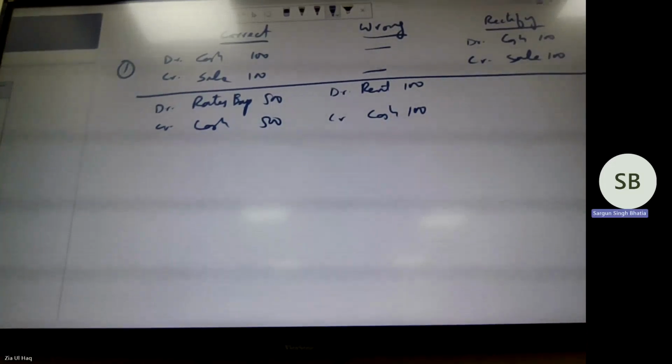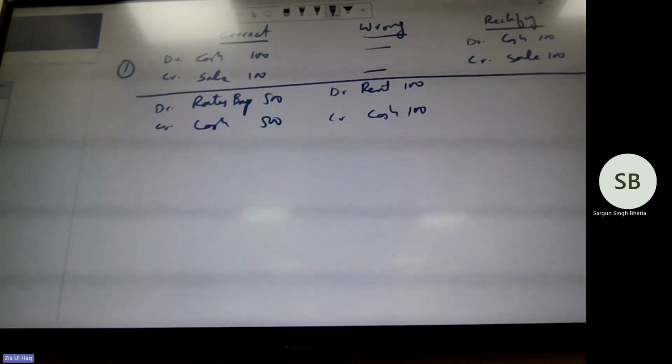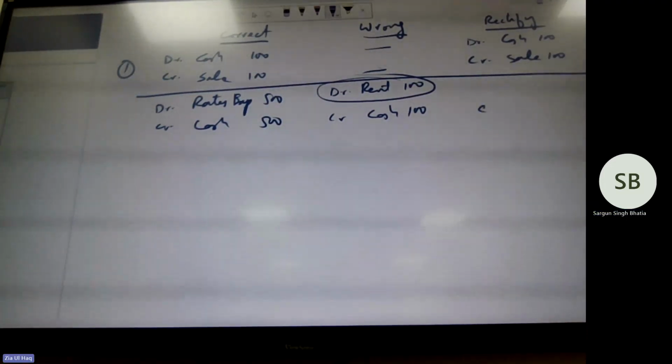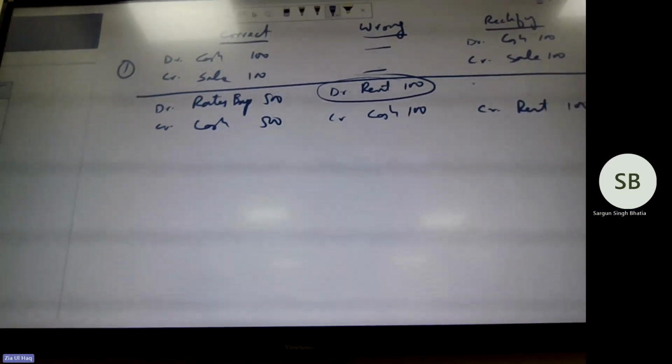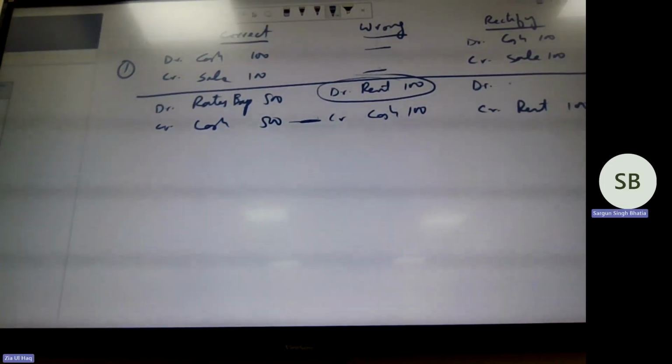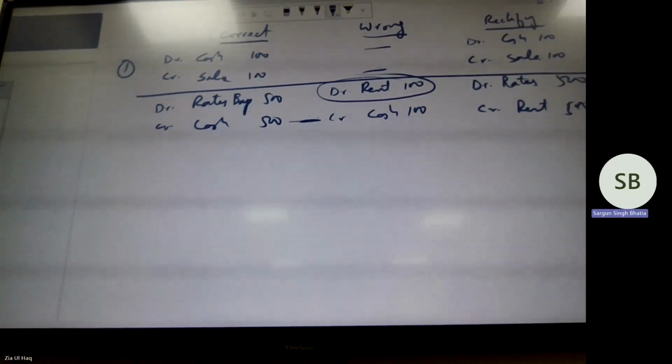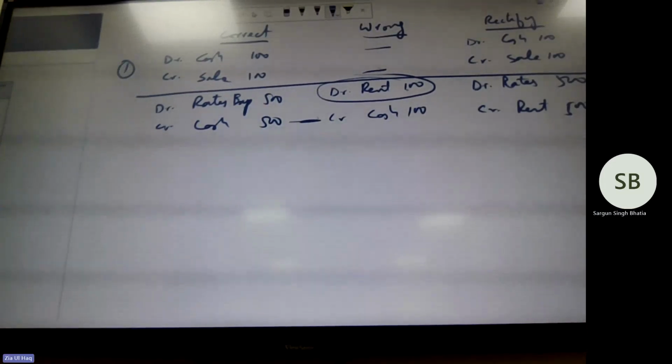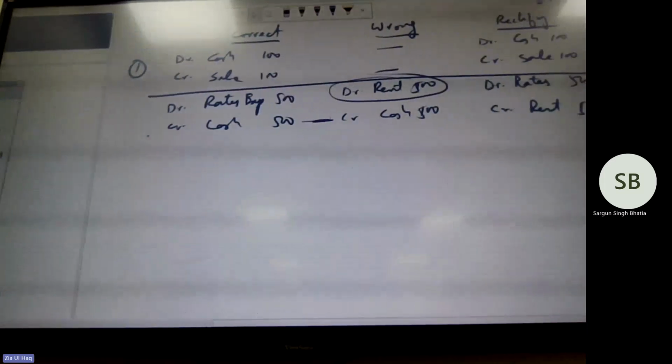So we need to first rectify the wrong one. What is wrong? The rent one. This means we should credit rent by 500 for rectification. What should be debited? Cash is already correctly credited. Rates expense should be debited with 500. Instead of rates, we have recorded the entry with rent.